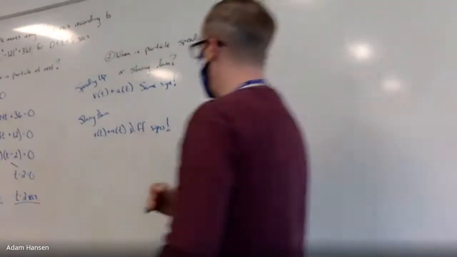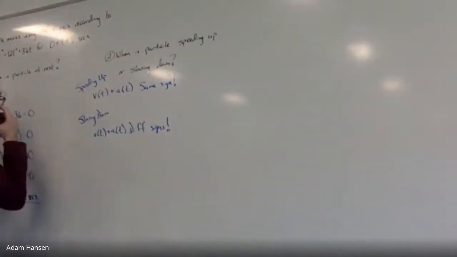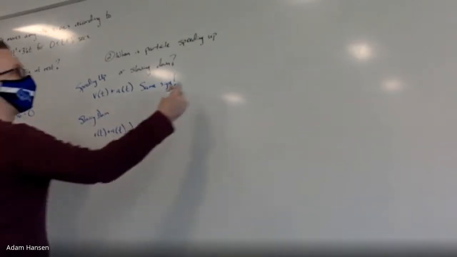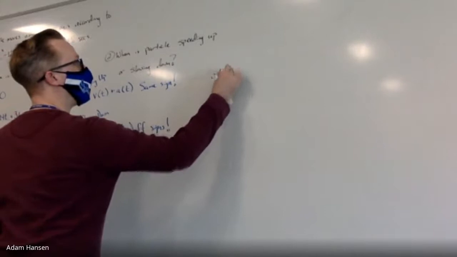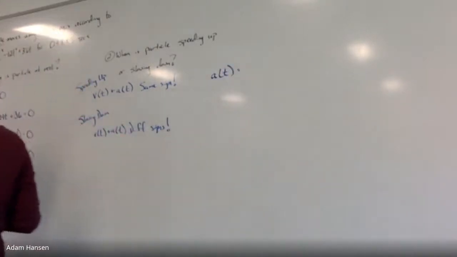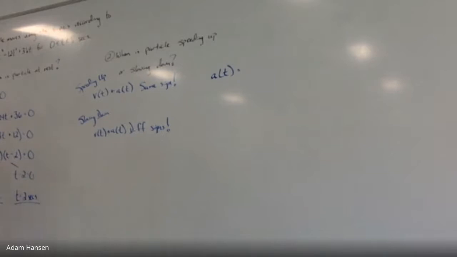So let's figure out the acceleration function. Where do I get the acceleration function from? From the velocity function. So let's differentiate 3t squared minus 24t plus 36. So a of t, the acceleration function, is the double derivative of position, or just the first derivative of the velocity function. So 6t minus 24.